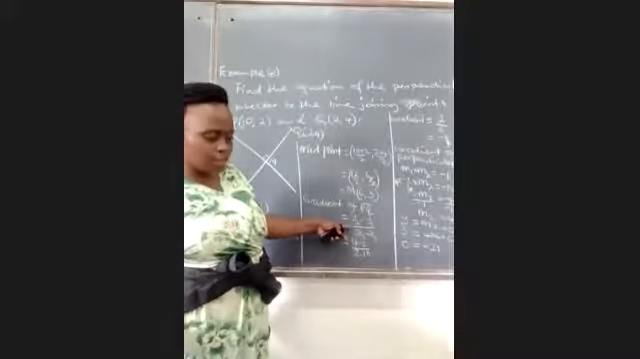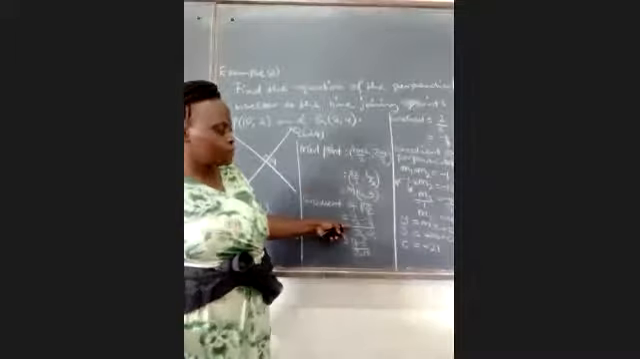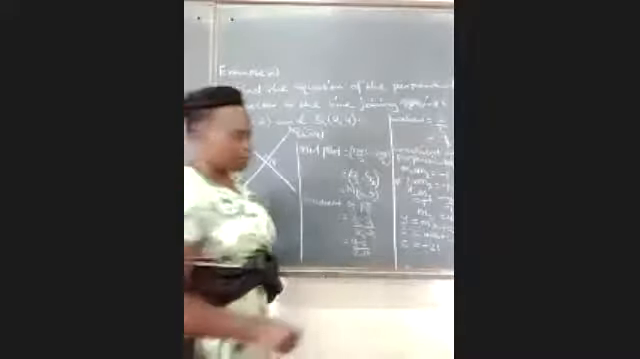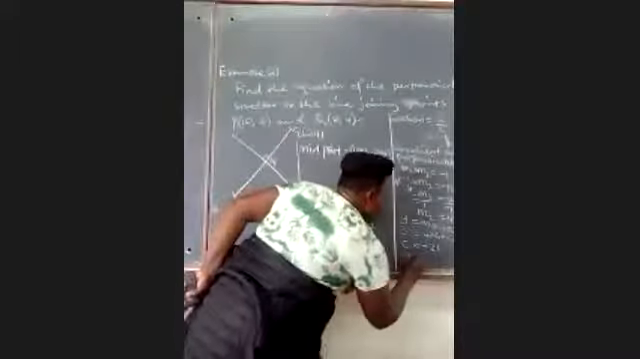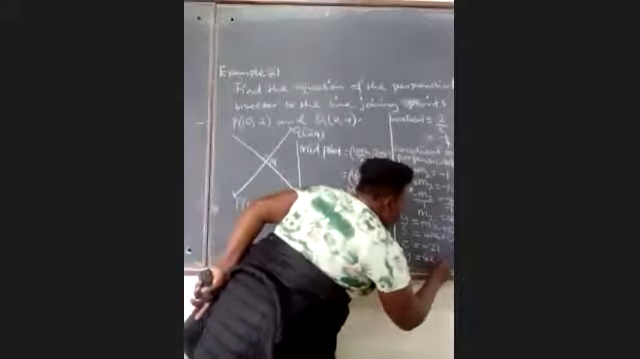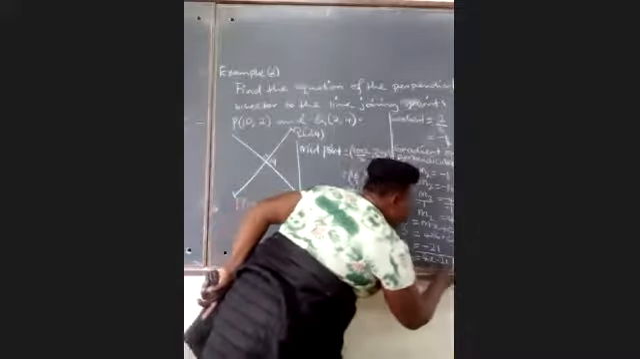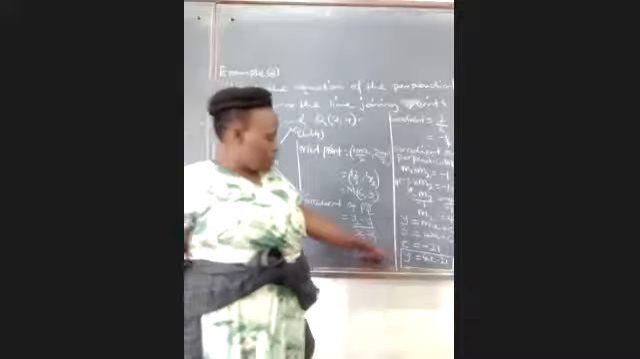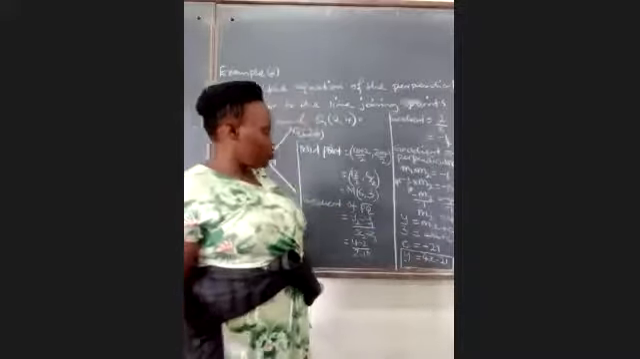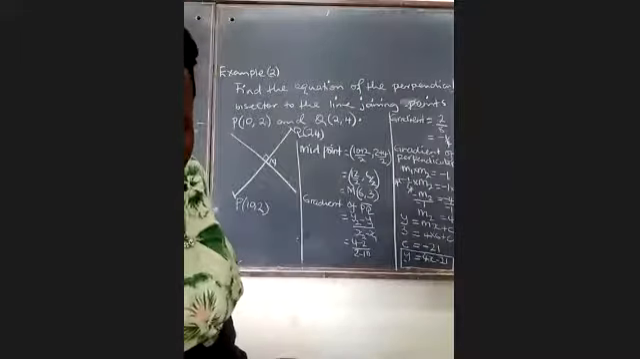The final equation. The equation of the line will be y is equal to 4x minus 21. 4x minus 21. So you conclude by writing this. The required equation is y is equal to 4x minus 21.